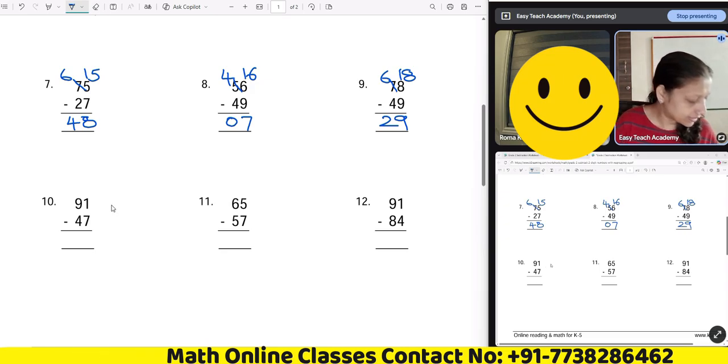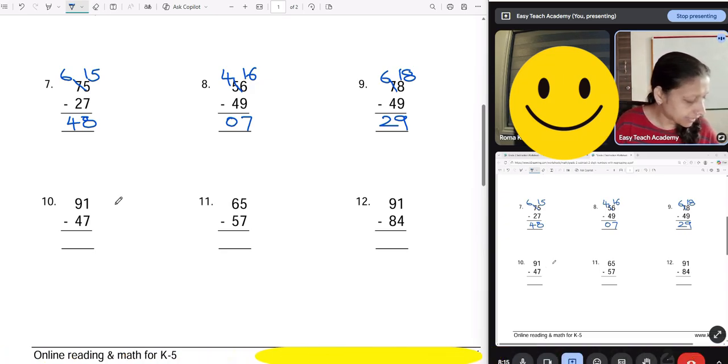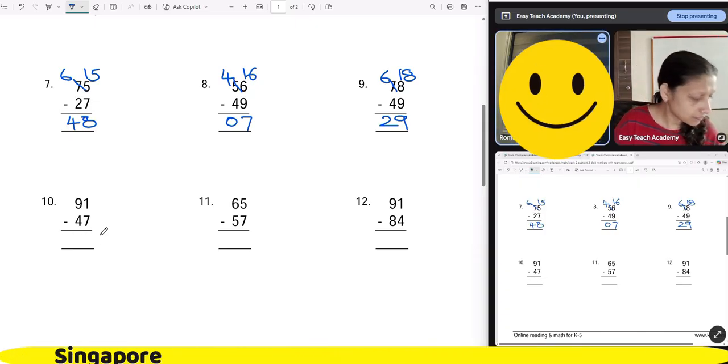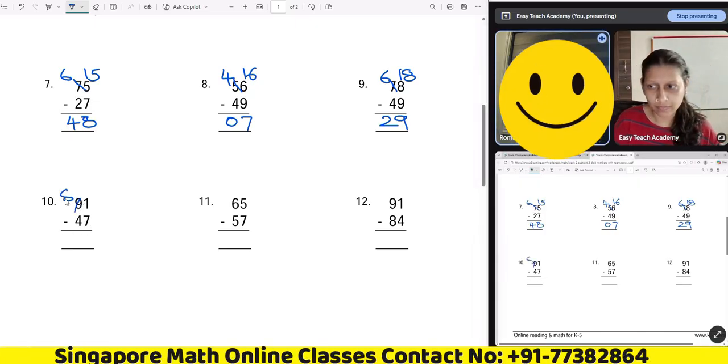So, tell me the sum number. 91 minus 47 is how much? What is your answer? 9 minus 1 equals 8. 1 turns into 11. 11 minus 7 equals 4. And then 8 minus 4 equals 4. So the answer is 44.